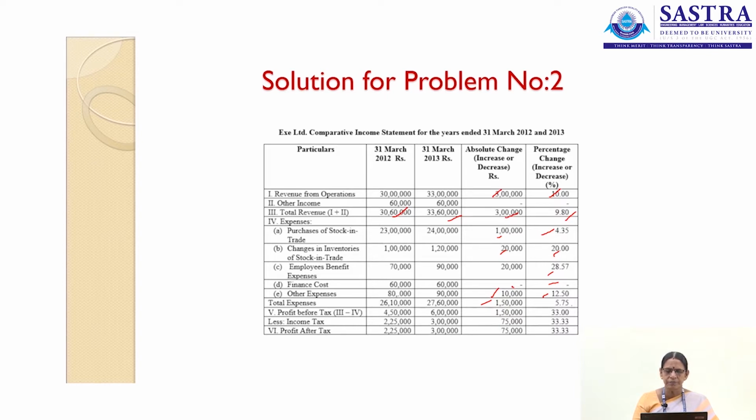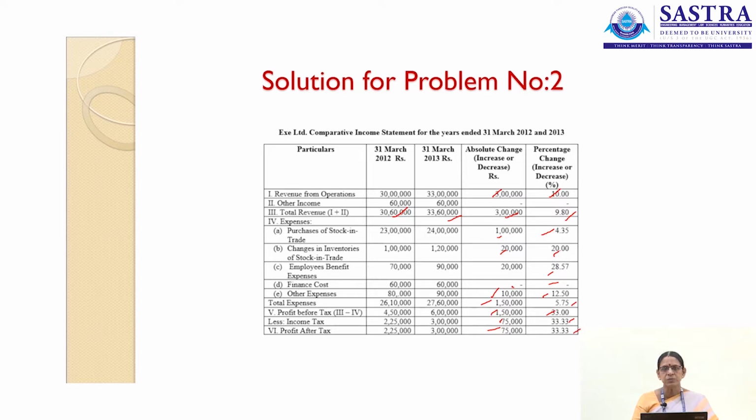will get 5.75. Then profit before taxes, we have 6 lakhs in 2013, 4,50,000 in 2012, we will get 1,50,000 as your net increase. So 1,50,000 divided by 4,50,000 will get 33%. Again income tax, we have 2,25,000 and we have 3 lakhs, so 75,000 is your net increase. 75,000 divided by 2,25,000, I will get 33.33, that is 1/3. Then profit after tax, we have 75,000, again an increase, divided by your 2,25,000 will get 33.33.